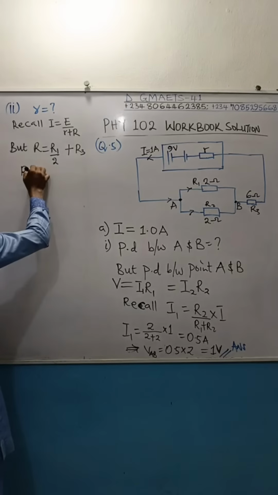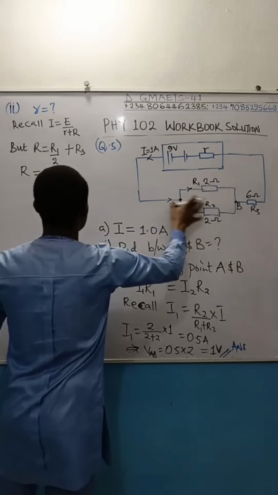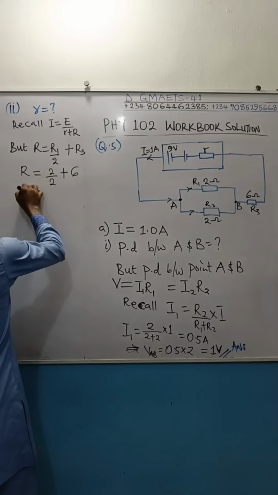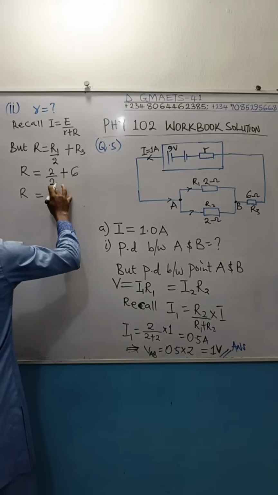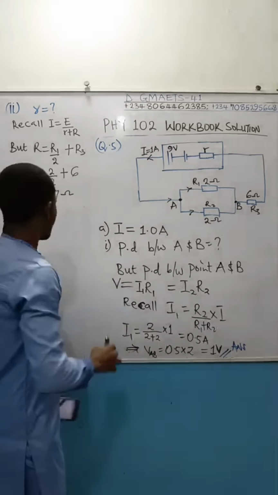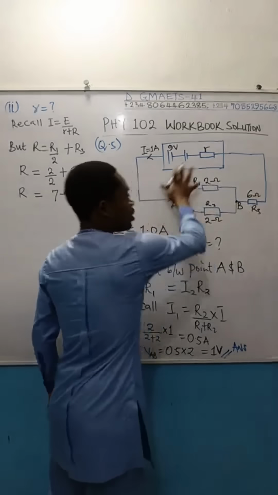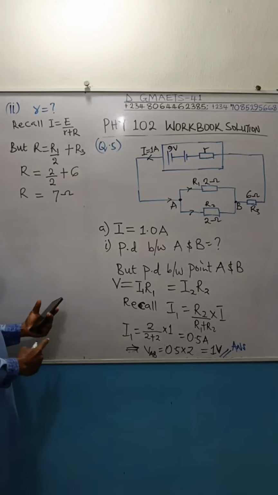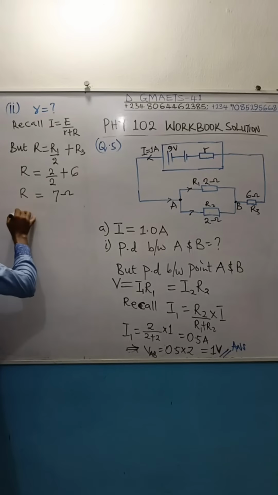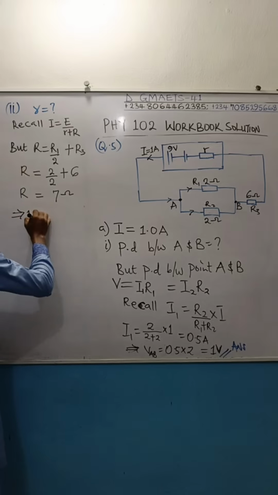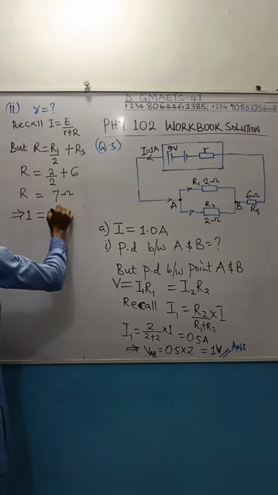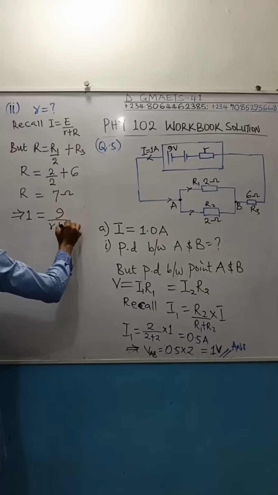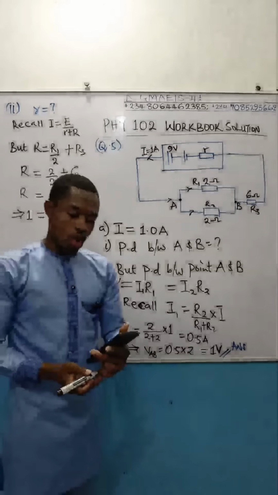So the total external resistance here is going to be R1, which is 2 divided by 2, plus R3, which is 6. So the effective external resistance is equal to 7 ohms. Now that I've obtained these 7 ohms, I can come to this formula and substitute. In place of current, I'll put 1 ampere equal to the electromotive force, 9, divided by the internal resistance, which we don't know, that's what we are looking for, added to the external resistance, which is 7 ohms.